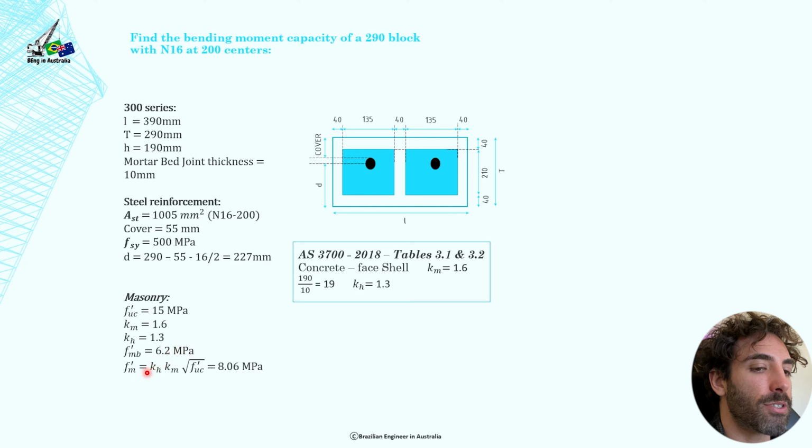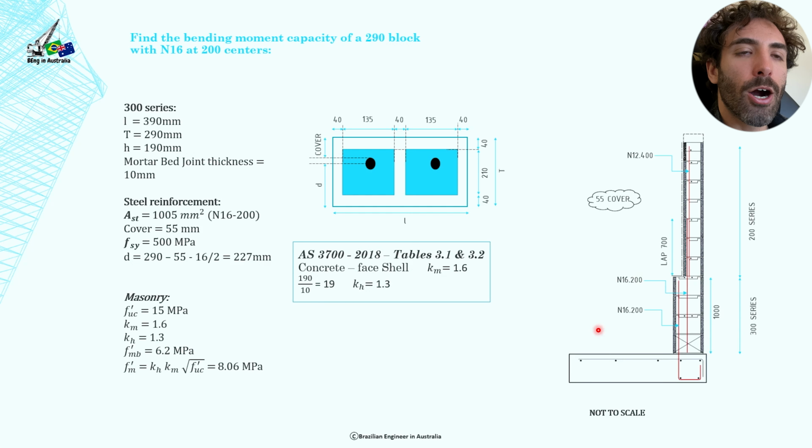And the design characteristic compressive strength is Fm, which is equal to this formula here, and that works out to be 8.06. You're going to find everything in this standard, and it's just a matter of following these numbers here. Okay, so now this is the detailing of the wall.